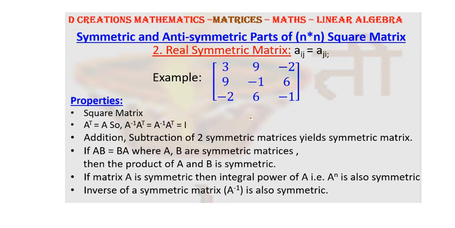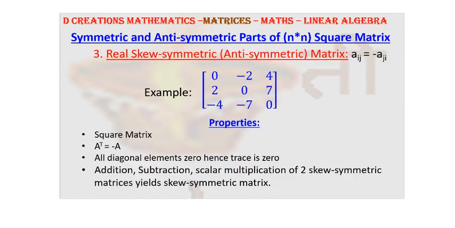Similarly, you can understand the concept of skew symmetric matrix, which is also called an antisymmetric matrix. So here, especially, we are looking at the real skew symmetric matrix where the elements are real numbers. So the element from the ith row, jth column is the negative of the element from the jth row, ith column. So Aij is equal to minus Aji.